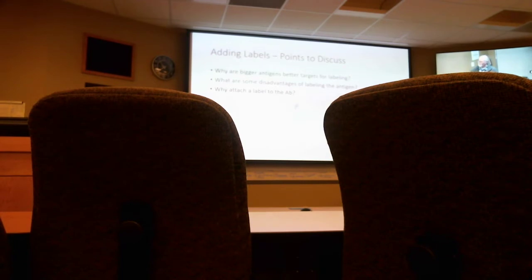All right, so another discussion problem. Why are bigger antigens better targets for labeling? And what are some disadvantages of labeling the antigen? What about attaching a label to the antibody? Why would that be a good idea? Remember how labels could go on to an antibody. What assay format does that lend itself to? Can you recall the different assays? Come up with answers for those quickly.